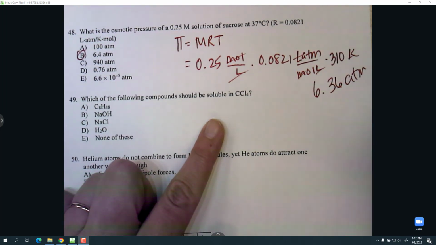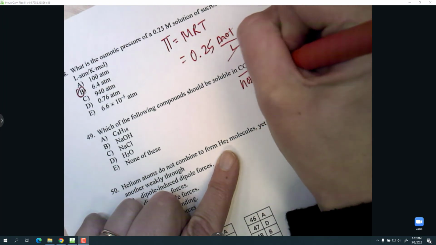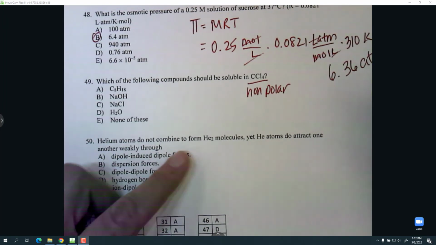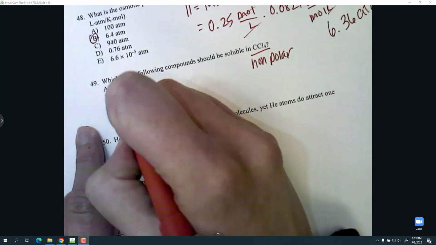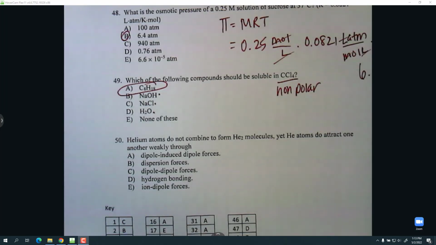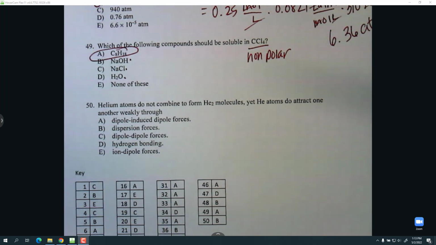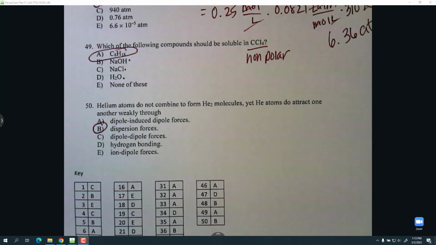Back to solubility, we're looking for something that looks nonpolar. This one would be tetrahedral, all the bonds would cancel. This would be polar, polar, hydrogen bonding, well, hydrogen bonding here too, but this one looks nonpolar. And then finally, helium atoms do not combine to form helium molecules, yet helium atoms do attract one another weakly through the most weak intermolecular forces, which are dispersion forces.